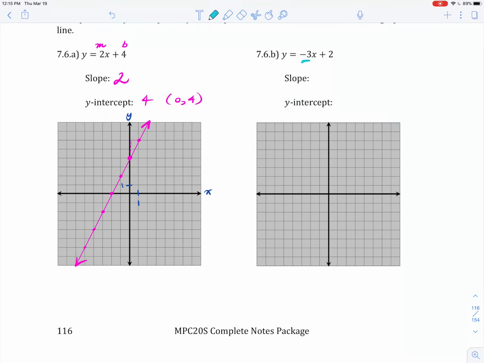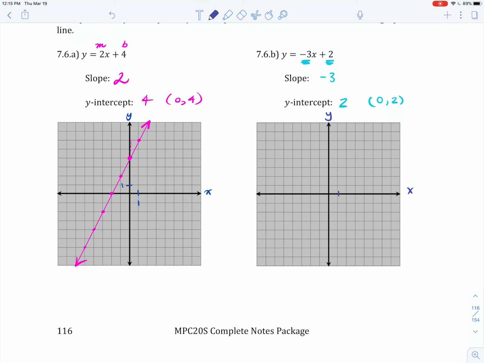Our next example, same idea. We're going to pick a color. And so we're going to distinguish our slope. Our slope is represented by that m in our y equals mx plus b formula. So our slope is negative 3. Our y-intercept here is positive 2. And if we'd like, we could indicate that as a coordinate point. We know all y-intercepts occur when x is equal to 0, so we have 0, 2.